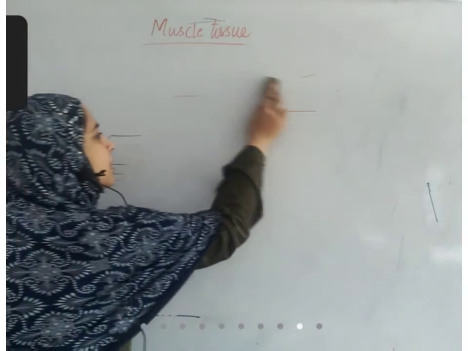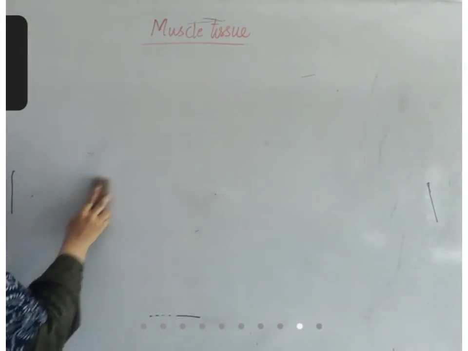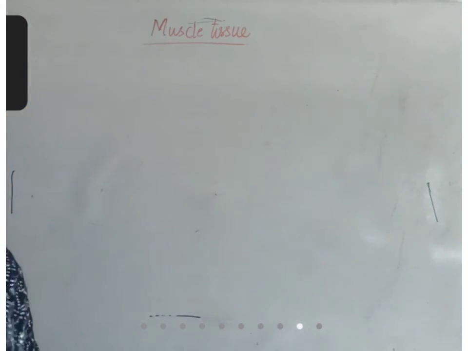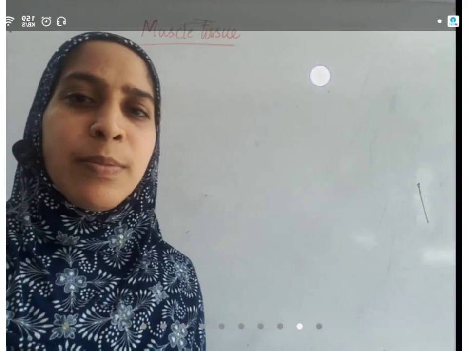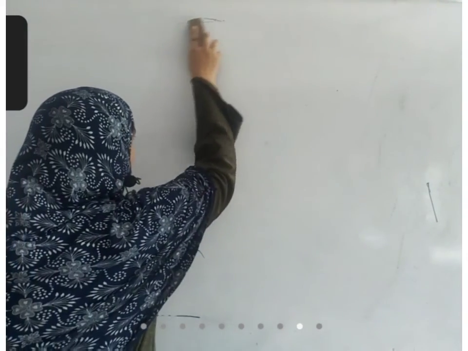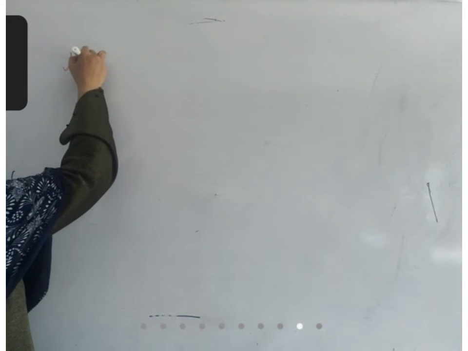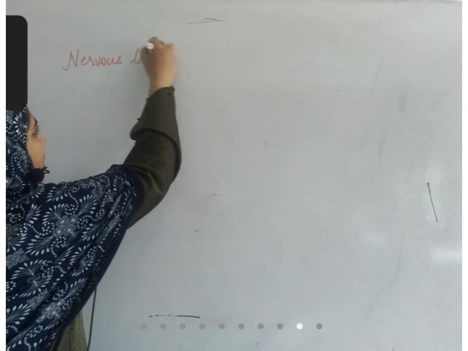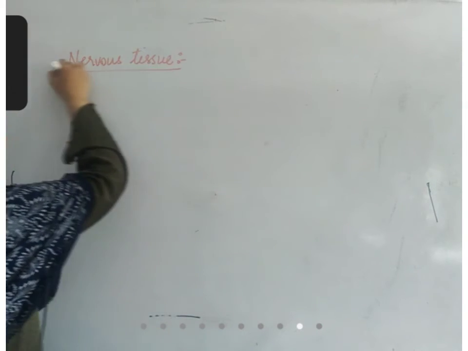So with this, we have completed the muscle discussion. Next, we'll go to the last tissue, that is nervous tissue. It means if time is there. So we have 10 minutes. Next one is nervous tissue.